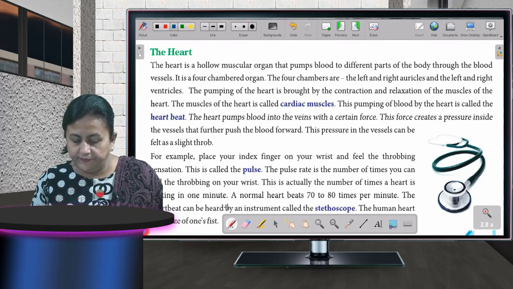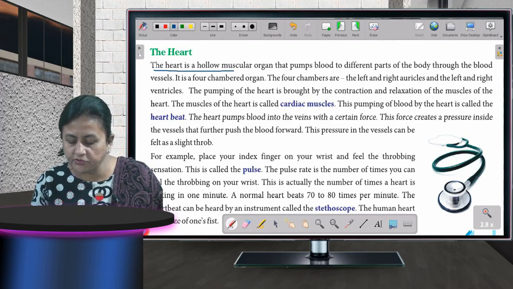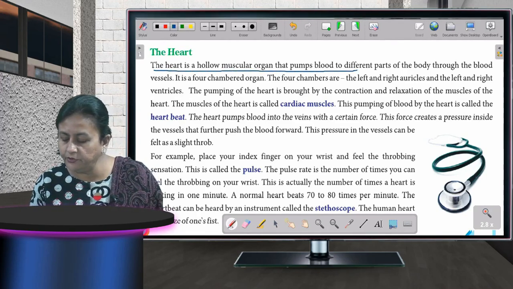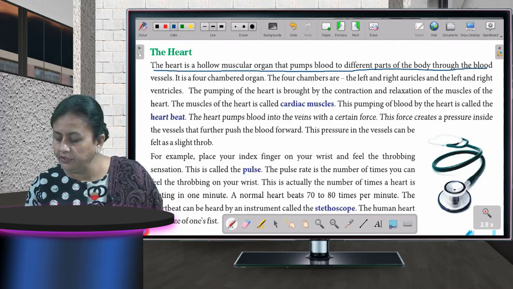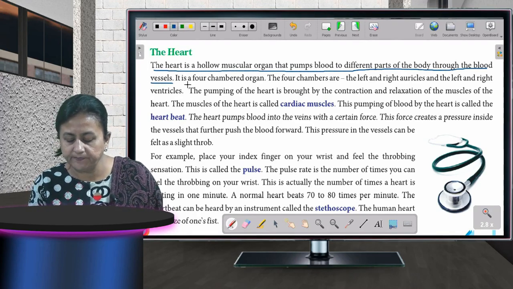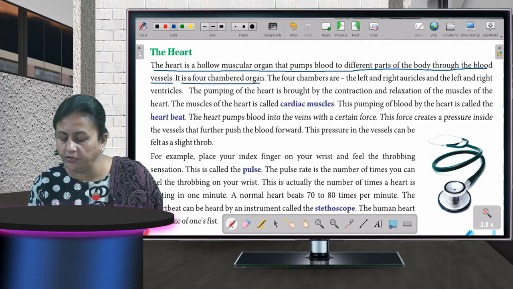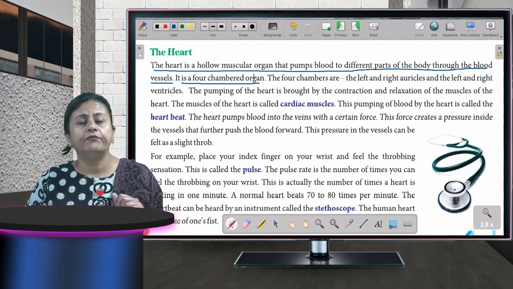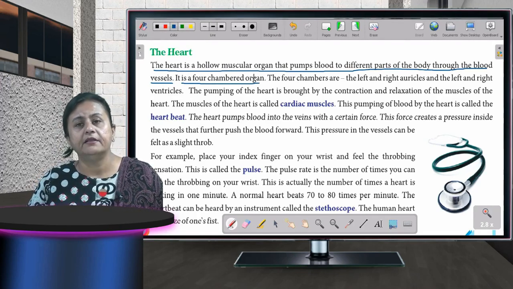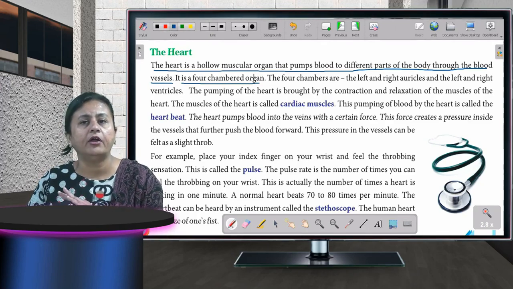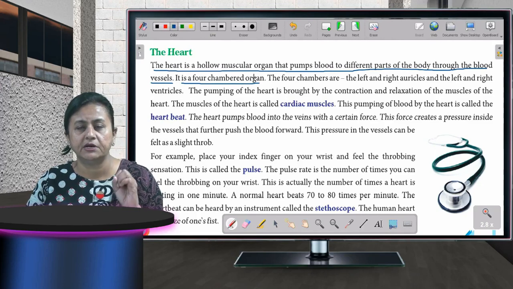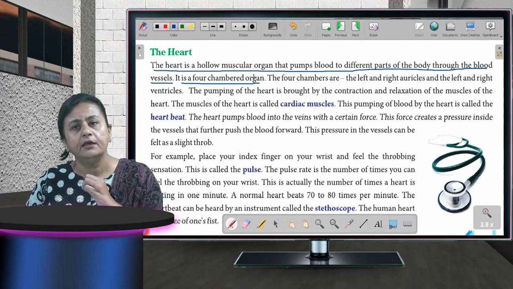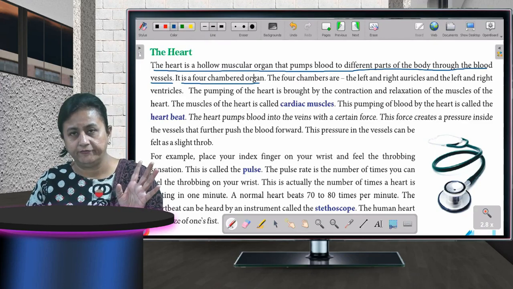So, the heart is a hollow muscular organ that pumps blood to different parts of the body through the blood vessels. It is a four-chambered organ. How many parts does the heart have? It has 4 parts, and it is a muscular organ. Heart does not have any bone. Heart में कोई bone नहीं होती. It is a muscular organ which keeps on working throughout its life.